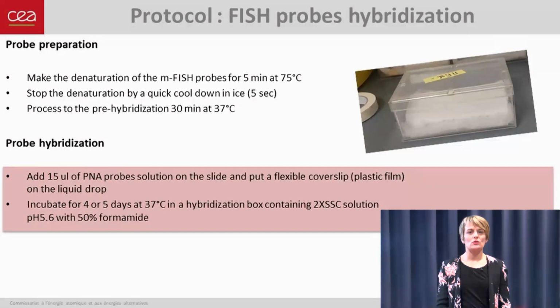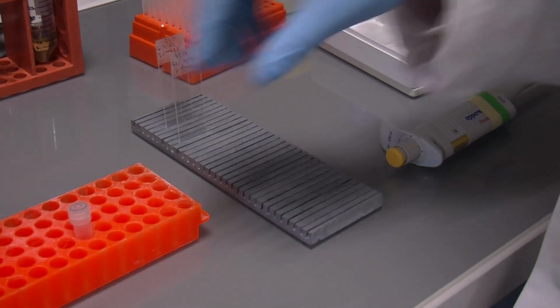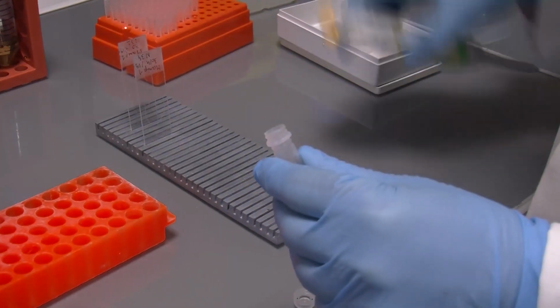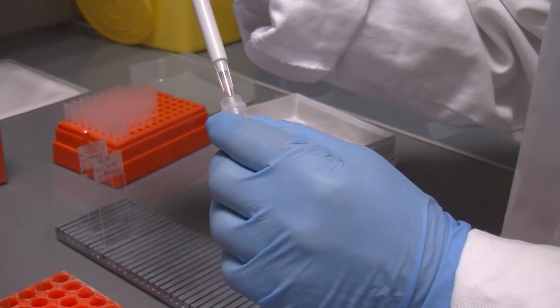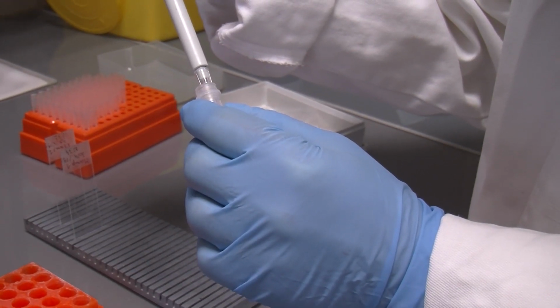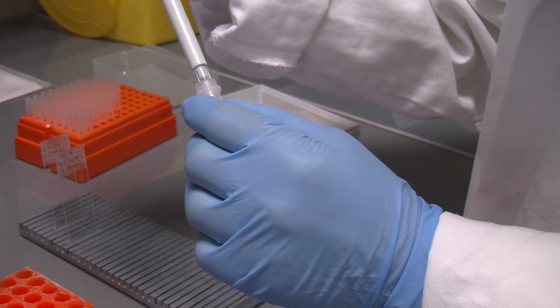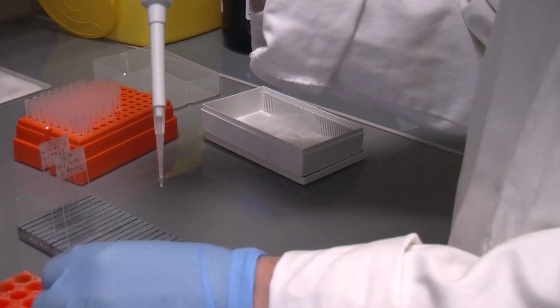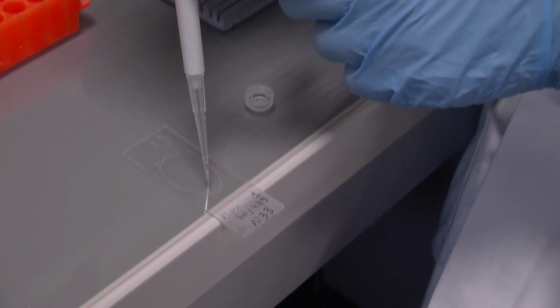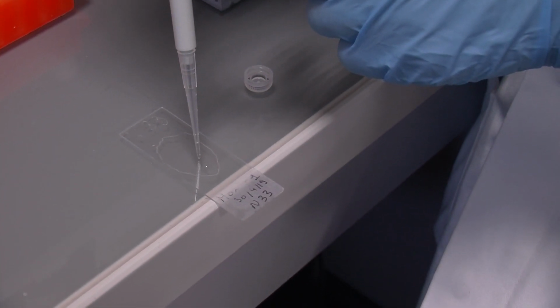Now that both the slide and the probe are ready, we can start the hybridization process. Before starting, try to engrave on the back of the slides the chromosome spreading area in order to optimize as much as possible the deposit of the probe solution. Lay your slide down and take 15 microliters of the probe solution. Distribute in tiny drops on the slide as I am showing you.